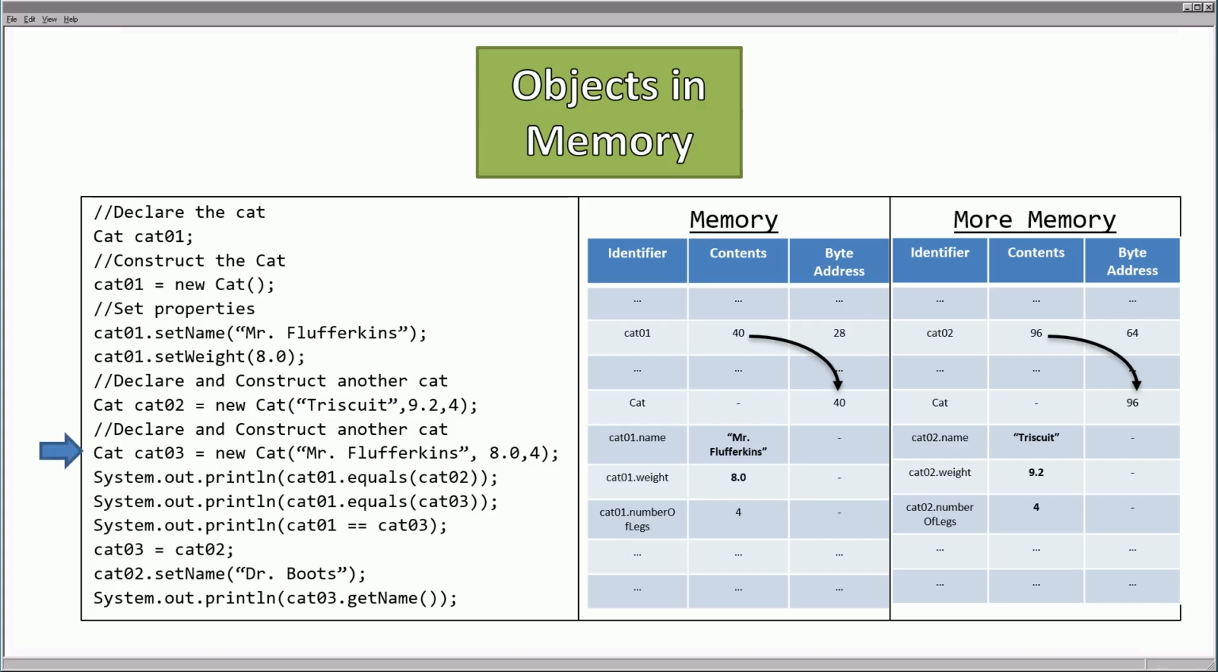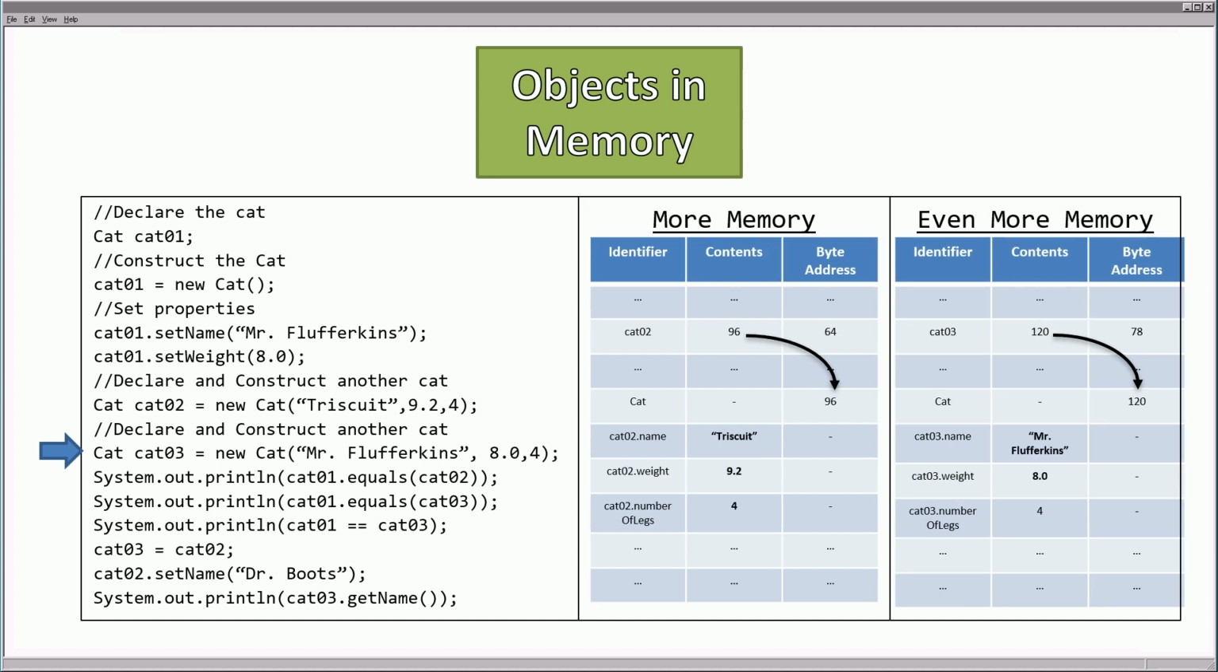Then we move on to cat3. Now notice we have memory and more memory, but we also need even more memory. Now cat3 does the exact same thing, but let's say that its memory address is 120, its name is Mr. Flufferkins, weight is 8, and number of legs is 4.